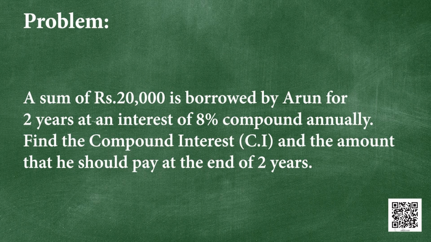Students, let's see how to calculate the compound interest by taking up the following problem. The problem goes like this. A sum of rupees 20,000 is borrowed by Arun for 2 years at an interest of 8% compounded annually. Find the compound interest and the amount that he should pay at the end of 2 years.